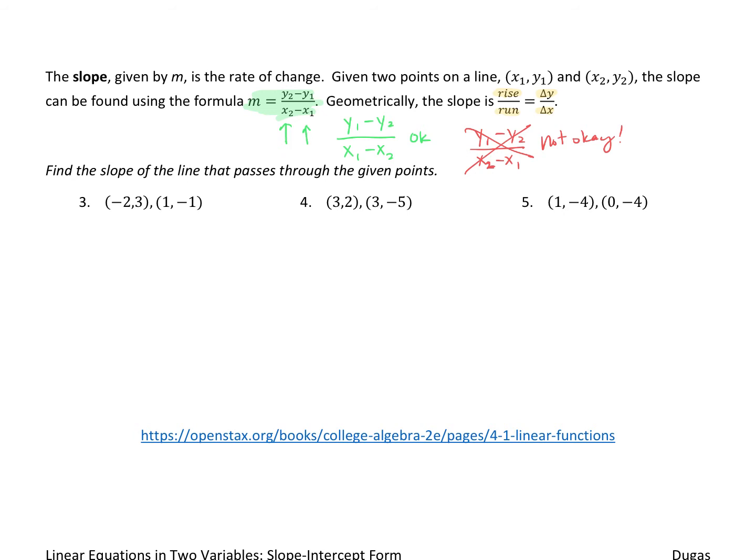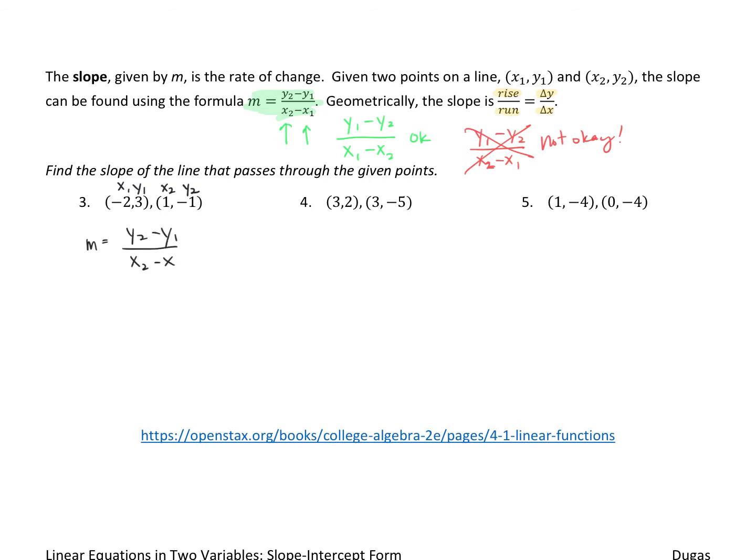All right, number 3, 4, and 5, we're trying to find the slope that passes through the given points. We're just going to use that formula, plug in the numbers, and get the slope. If it helps you to label your ordered pairs, remember it's always x, y, and then one pair will be the 1's and another pair will be the 2's. So x1, y1, x2, y2. And I'm just going to use the formula as it was given to us.